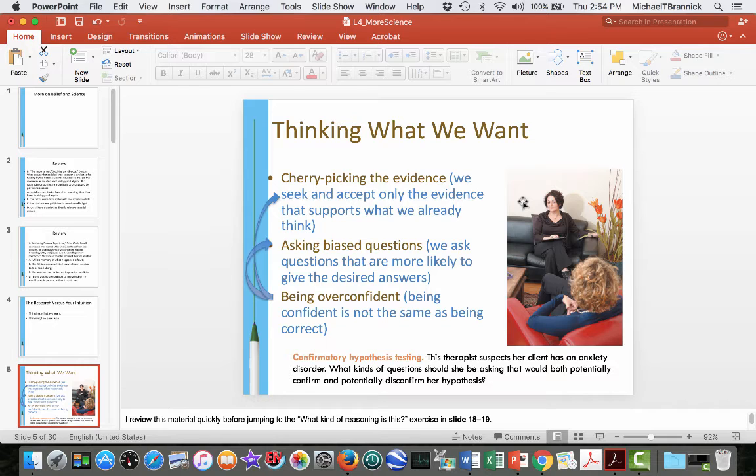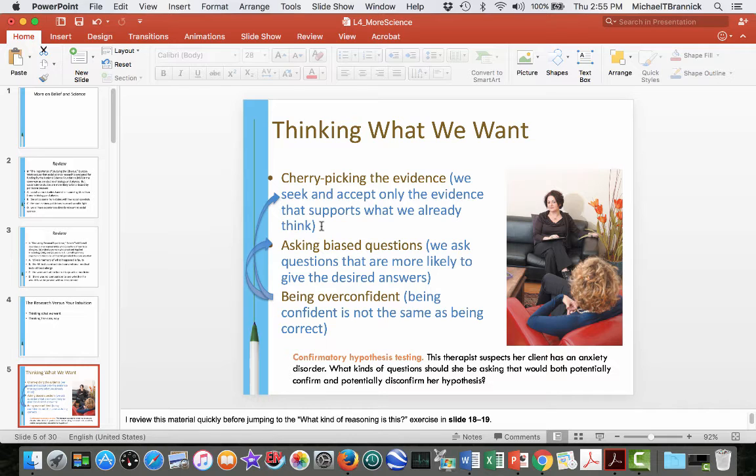People tend to be very confident in their opinions about things. As a consequence of that, one of the things we do is so-called cherry picking the evidence. So we tend to seek and accept the evidence that supports what we already think. That's why some of us watch MSNBC and some of us watch Fox for our news. We have different political viewpoints, and we tend to get the news that we want from the entity that has the slant that we want. Same thing with our newspapers.